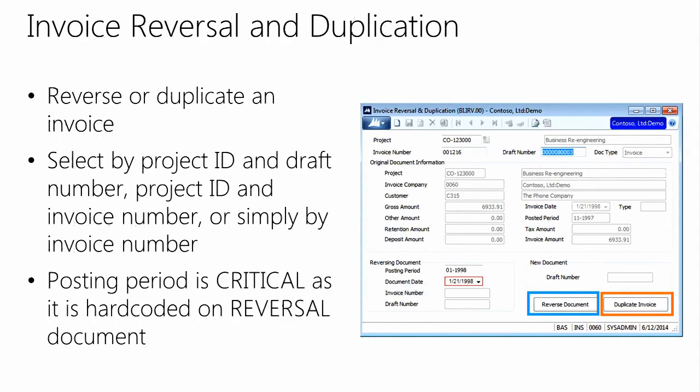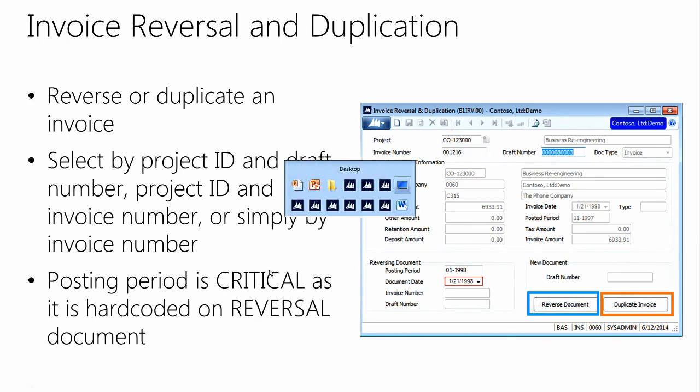Once an invoice has been posted, the only solution we have is to reverse it. And we'll do this in the invoice reversal and duplication screen. You can see from this screenshot that we have two buttons available to us. One is duplicate, and this is not to reverse it, but to copy an invoice we've already made and create another one exactly like it. The reversal and reverse document one is the one we'll use.